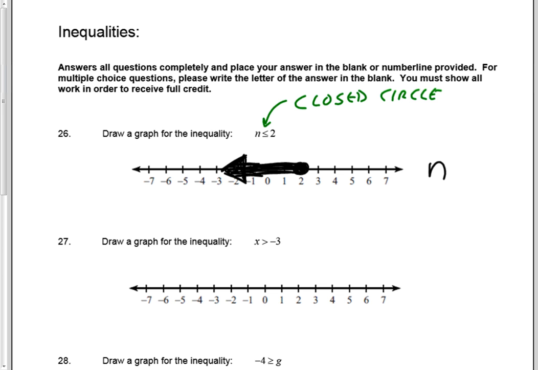Put a little n over here. You always put the variable to the right. I didn't ask for it this time, but always put the variable just to show that every single place where you darkened in is a possible answer. Test it out. Actually check it.